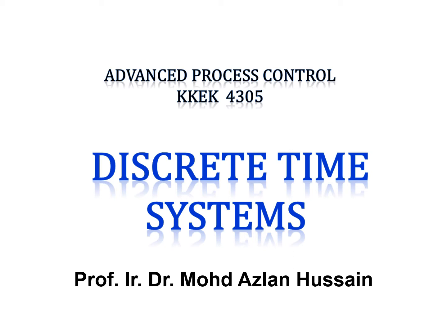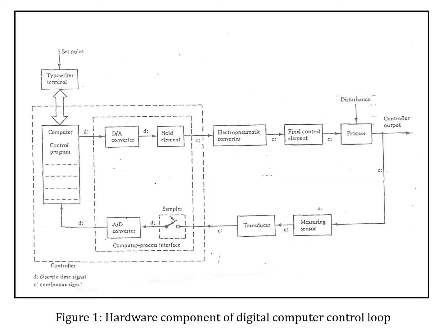This is a topic on the discrete time system, the last topic on process control, advanced process control. This is the system when you have a digital computer control loop. If you look at it, most of it is very similar to what we have seen, except a few components here that we can see clearly.